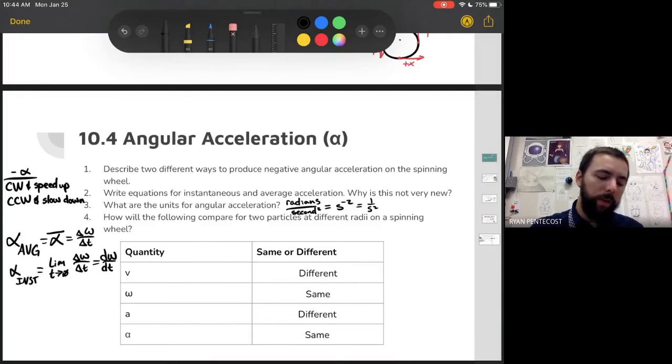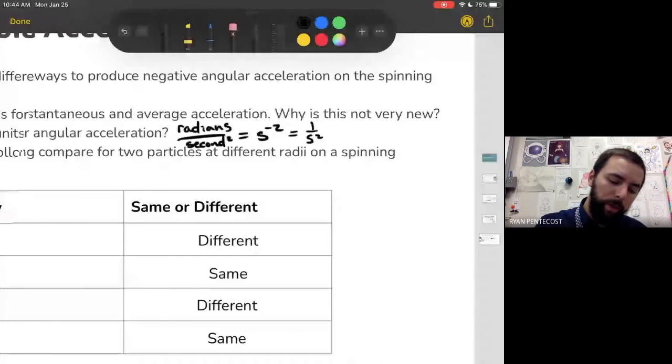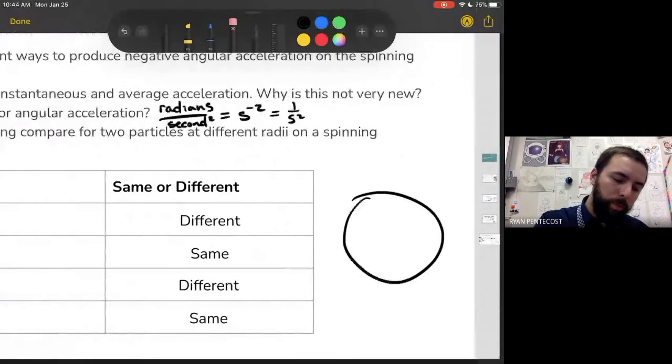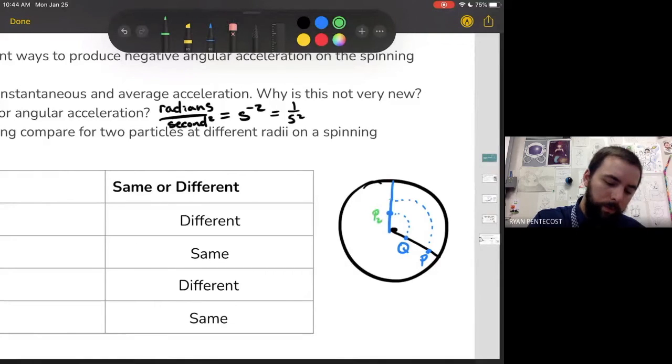Now, how will the following compare for two particles at different radii on a spinning wheel? So let's look at a spinning wheel. I know I don't make the most perfect circles, but try. Okay, so we've got a radii here. We've got point P, we've got point Q, and it's going to rotate, and then we've got another P. We'll call this P2 and Q2. Okay, 2 different positions. Now, we're on a spinning wheel, right?